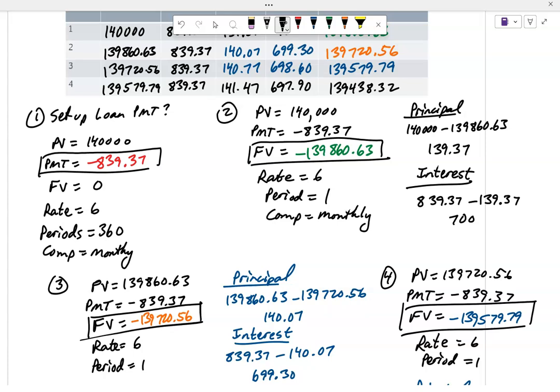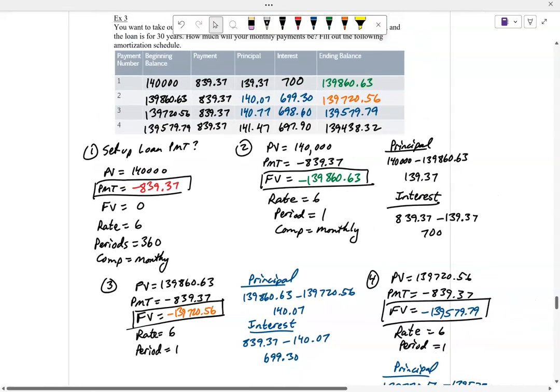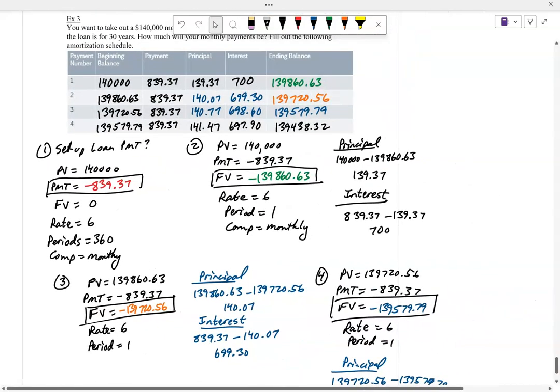And you could do that for 30 years. I don't think you'd want to do that for 30 years or 360 payments, but you could see it, right? And you could play with it with your financial calculator and how much you'd owe after so many payments or periods and so on.